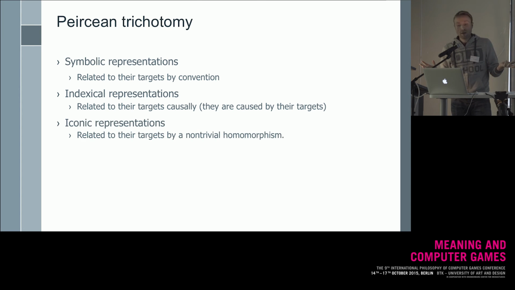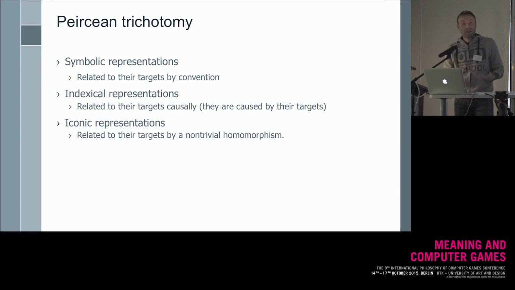And iconic representations are related to their targets by a non-trivial homomorphism between the target and the representation. What I mean by this is that there is a similarity in structure between the target and the representation, and the similarity is non-trivial. By non-trivial I mean that a given representation isn't similar to everything; there is only a selected number of things that it is similar to. A very good example of iconic representation, one that should be understandable to everyone, is simply a map.